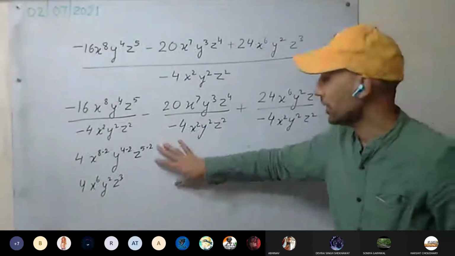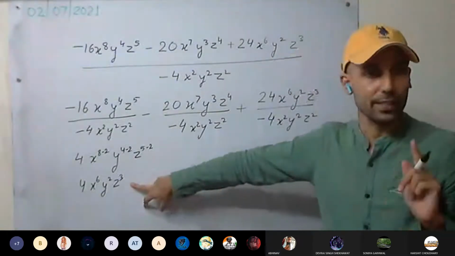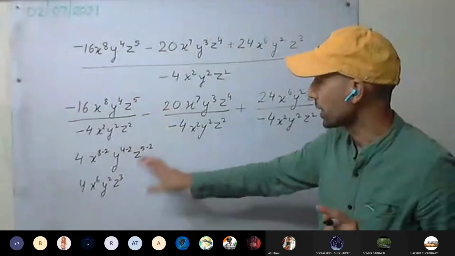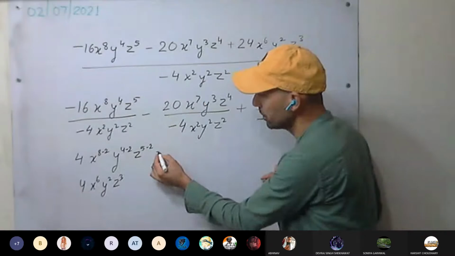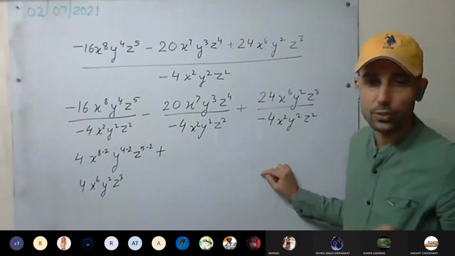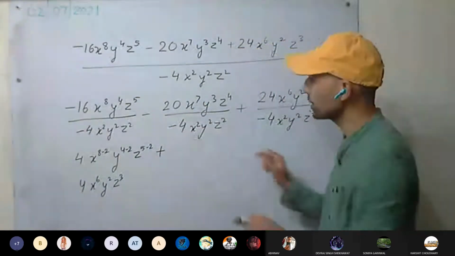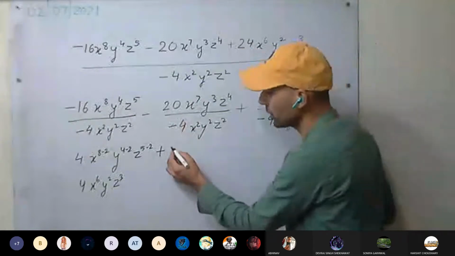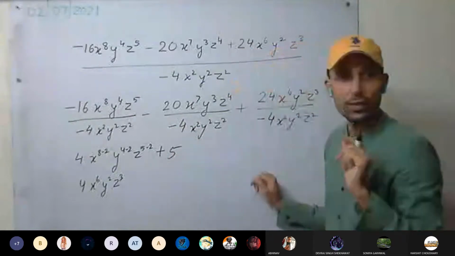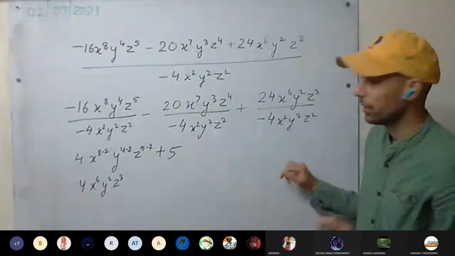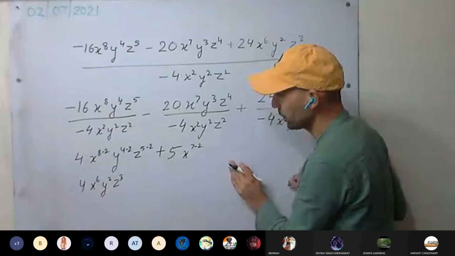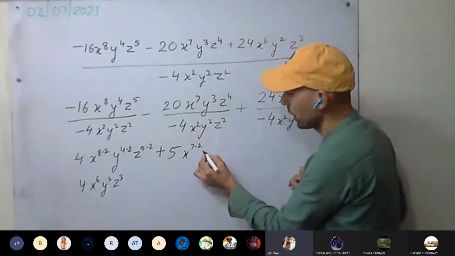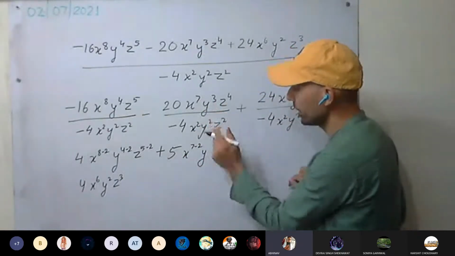Okay, this is clear. First term is clear to all. We have solved it. Now move to second. Minus minus it will become plus. So now it will be minus minus plus. 20 divided by 4, 5. Now x raised to power 7 minus 2. Y raised to power 3 minus 2.